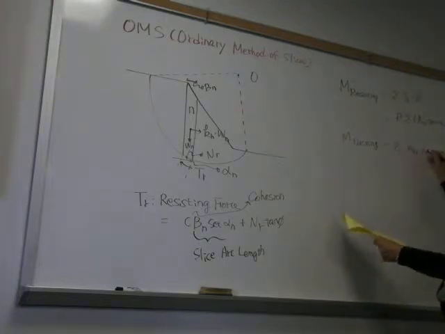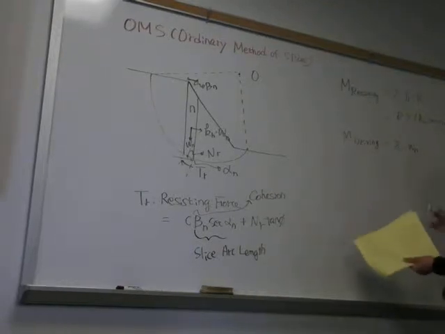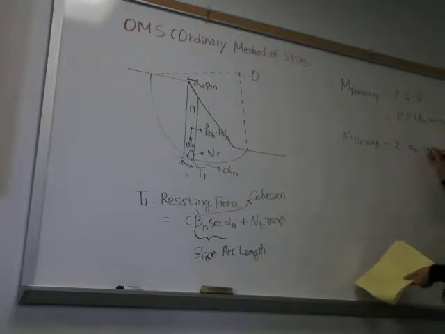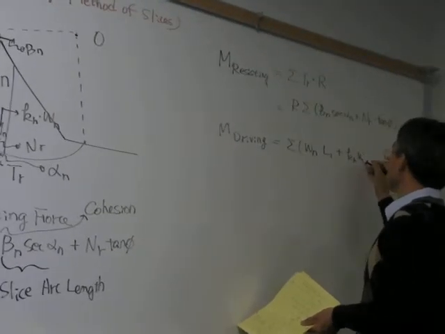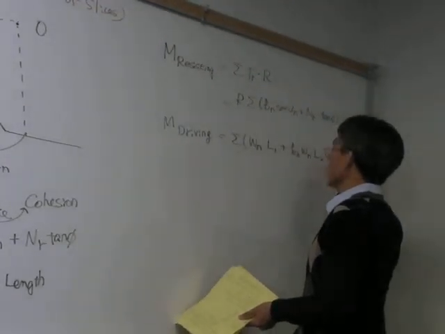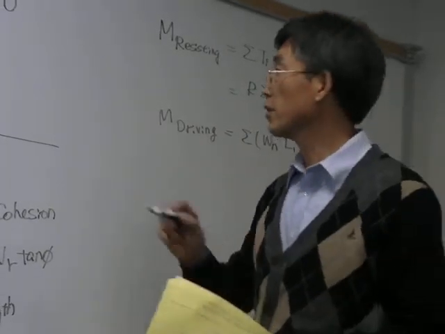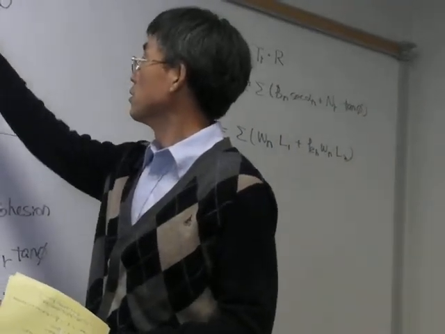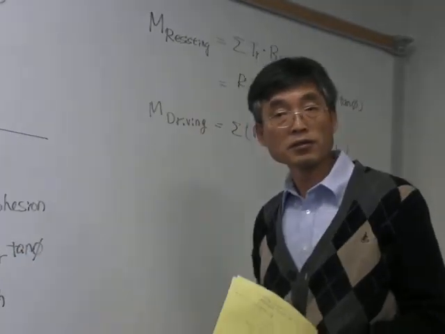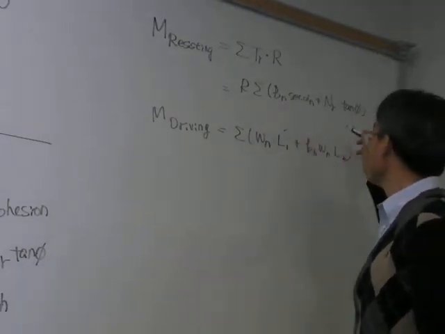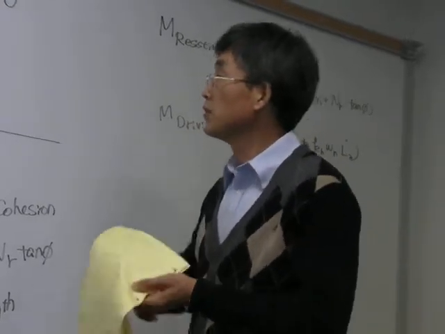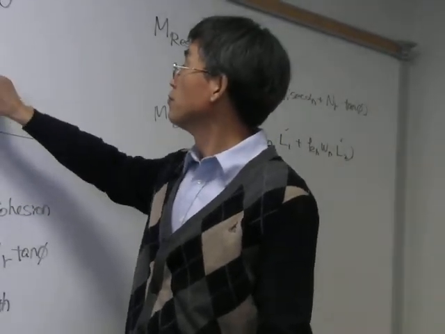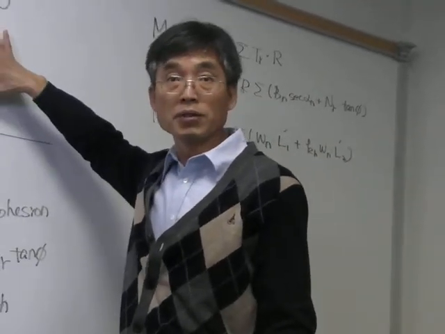So I would say Wn times, to make it general, L1 plus kh Wn times L2. L1 is this distance, L2 is that distance. This L1 and L2 should be obtained from trigonometry, or if you plot the geometry of this one to scale, you can just pick up this number and this number.